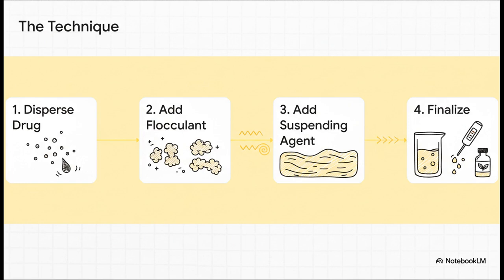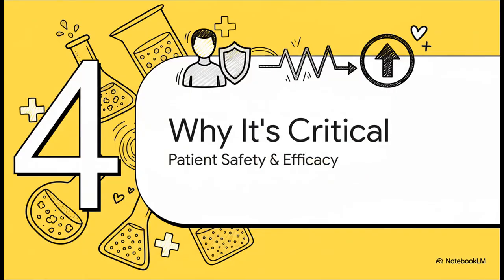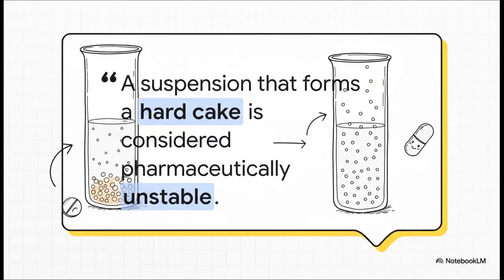Okay, this is all really cool science, but why does it matter so much for you as a future pharmacist? The answer comes down to two things that are at the absolute core of your profession: patient safety and making sure the treatment actually works. This one sentence from a textbook pretty much says it all. A suspension that cakes is, by definition, a failure. It is unstable. It doesn't matter if the drug itself is chemically perfect. If the patient can't get it out of the bottle correctly, the medicine has failed.